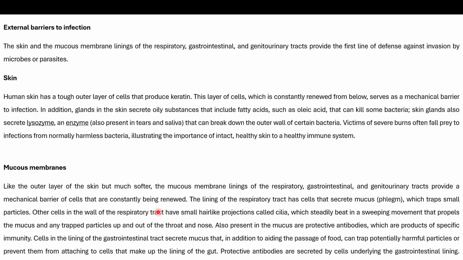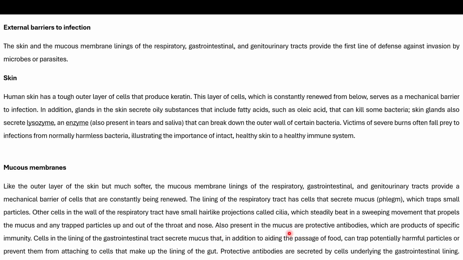The lining of the respiratory tract has cells that secrete mucus, which is also called phlegm, which traps small particles. There are other cells in the walls of the respiratory tract which have small hair-like projections called cilia, which steadily beat in a sweeping movement, thereby propelling the mucus. In case any particles are trapped in the throat or nose, they can eventually get removed along with the mucus.